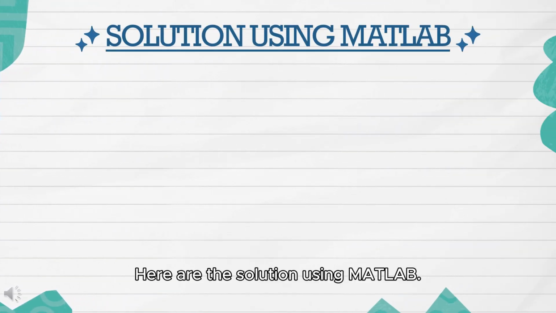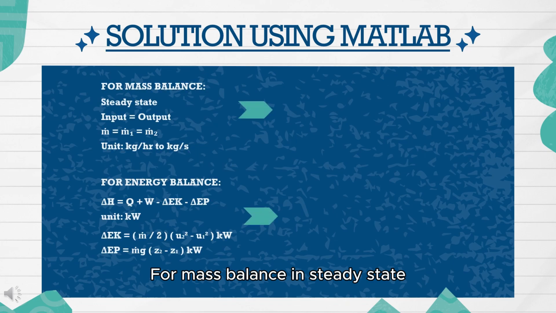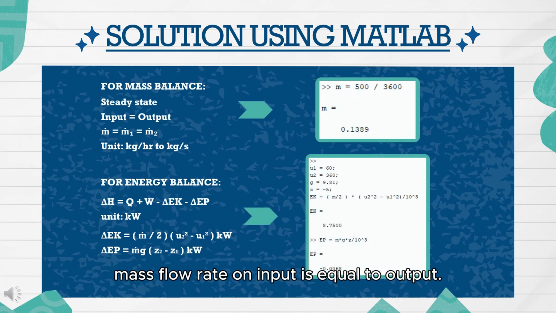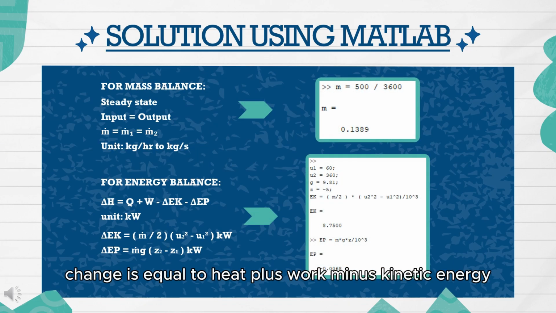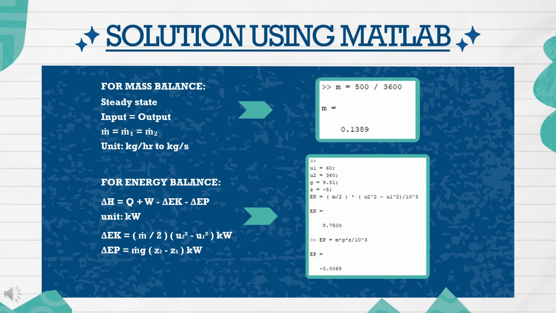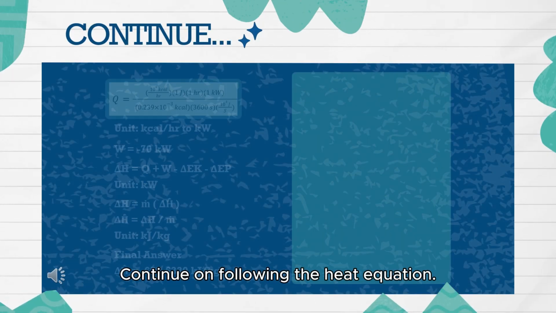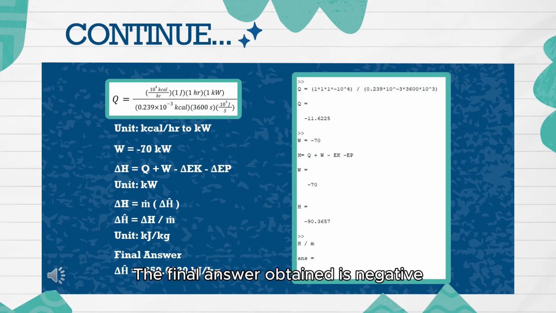Here is the solution using MATLAB. For mass balance, in steady state the mass flow rate of input is equal to output. For energy balance, enthalpy change is equal to heat plus work minus kinetic energy minus potential energy. Continue on following the heat equation. The final answer obtained is negative 650.6330 kJ per kg.